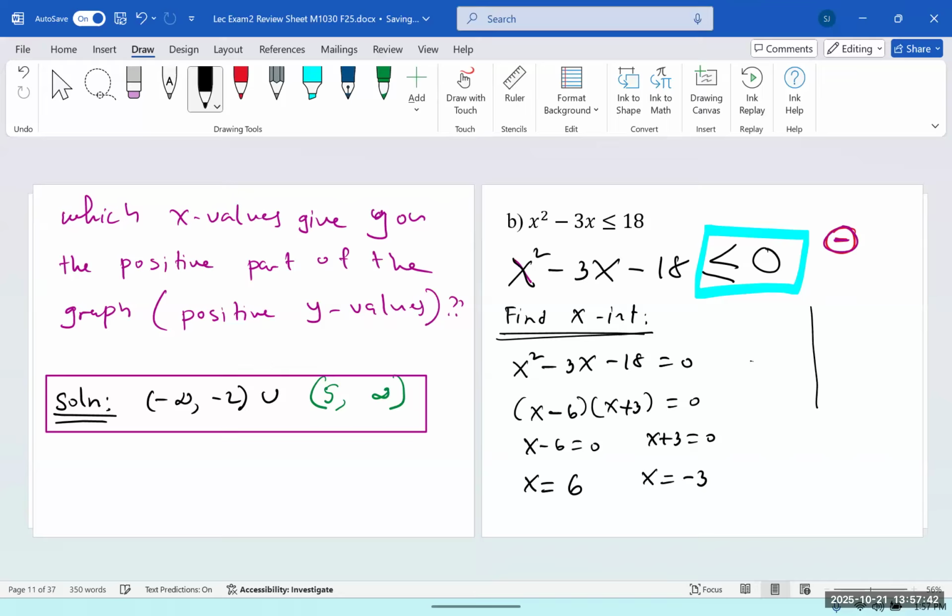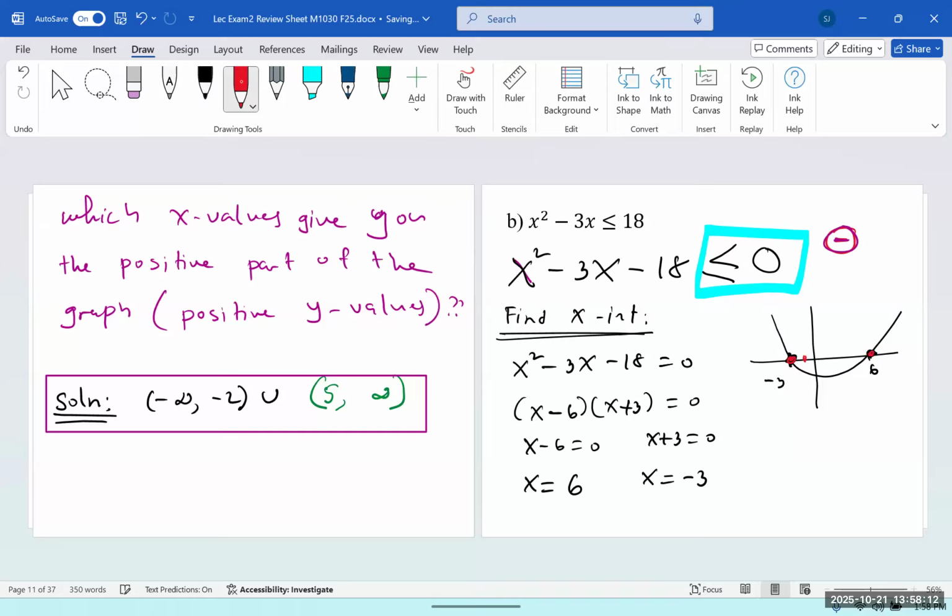So we draw a parabola which has -3 and +6 as x-intercepts. What else do we know about the parabola we draw? Again, it opens upward. So which x values in this parabola are going to give you negative y? So -3 we have, and +6 we have.